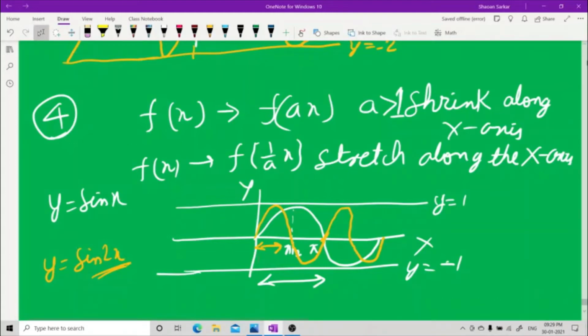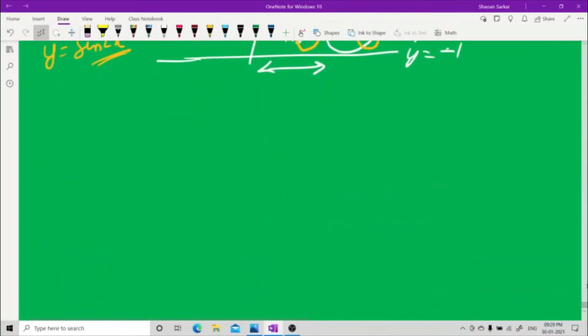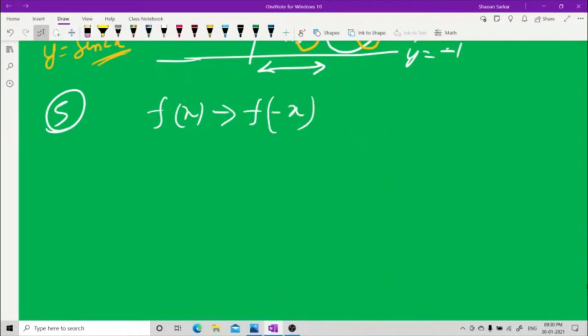Now let's take another one. This is the fourth one. Now we will take the fifth one. The fifth one is very simple. Suppose f(x) is replaced with f(-x). That means just reflect the graph about the y-axis.